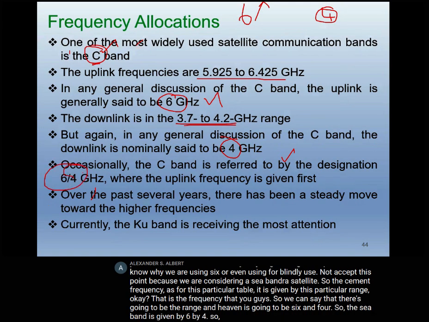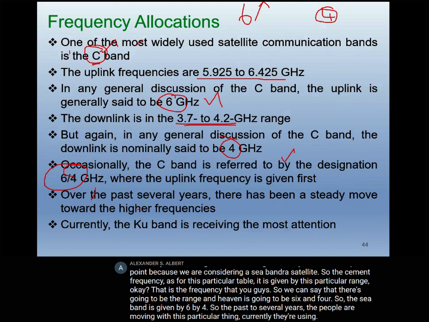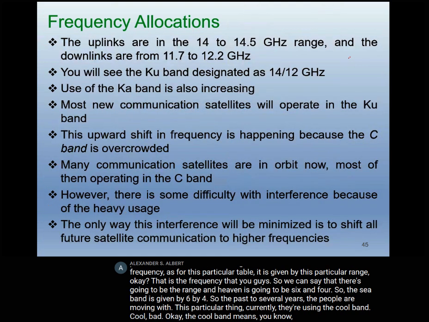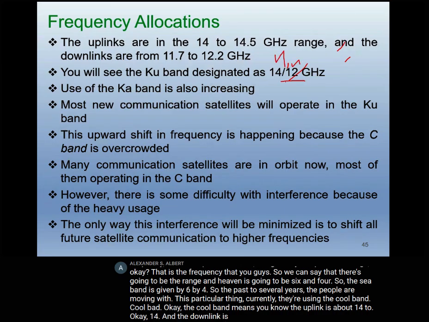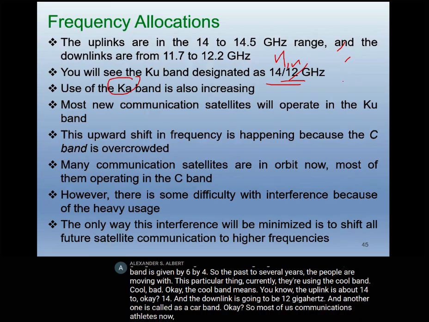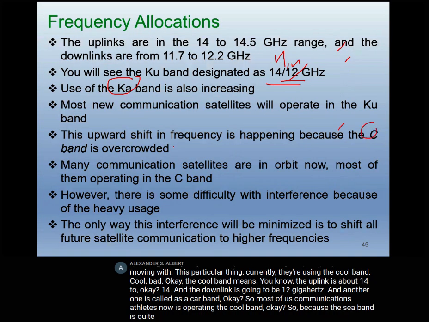Over the past several years, people have been moving to other bands. Currently, they are using the Ku-band. The Ku-band means the uplink is about 14 and the downlink is going to be 12 gigahertz. And another one is called the Ka-band. Most communication satellites now operate in the Ku-band, because the C-band is quite overcrowded.